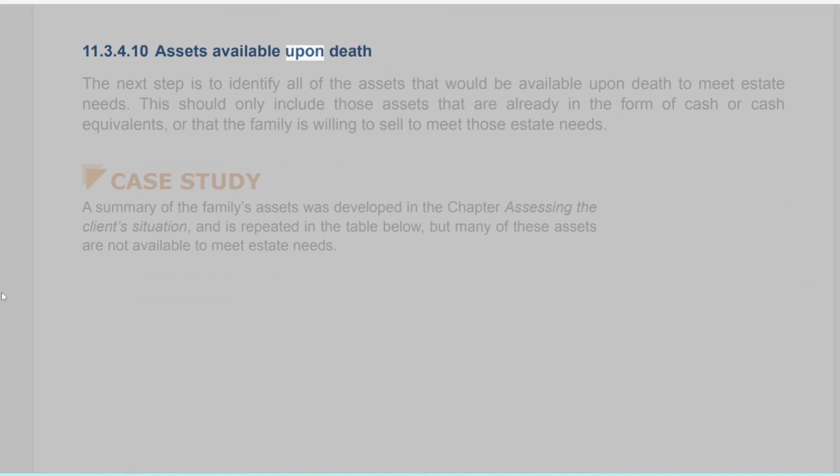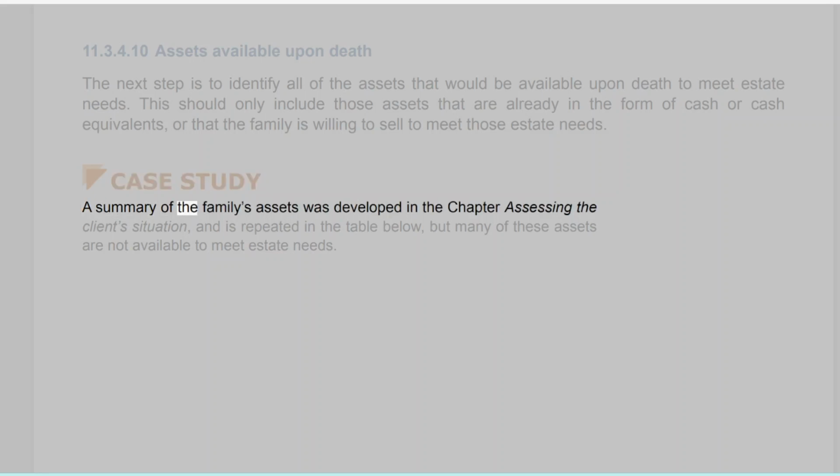1.1.3.4.10 Assets available upon death. The next step is to identify all of the assets that would be available upon death to meet estate needs. This should only include those assets that are already in the form of cash or cash equivalents, or that the family is willing to sell to meet those estate needs.